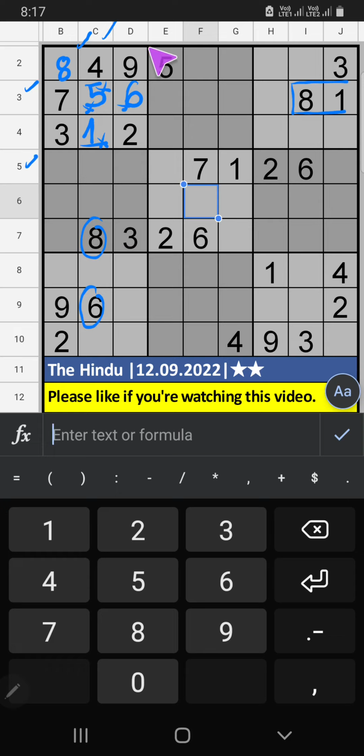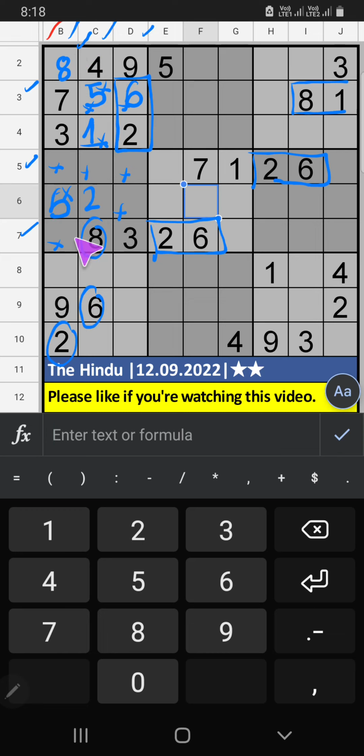Fifth row, column D, we have pair numbers 2 and 6. Seventh row also we have pair numbers 2 and 6. So 2 and 6 can't come in these cells. It will come in one of the two cells. Column B, we already got 2. So 2 can't come in the cell. 2 is confirmed here. Then 6 is here.